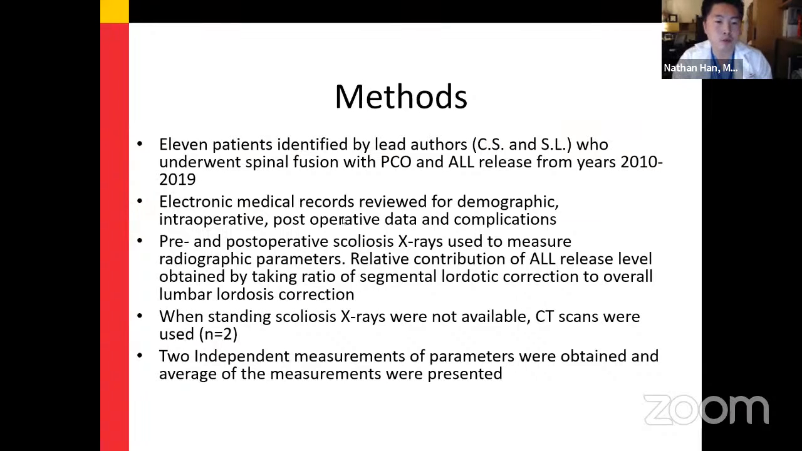Electronic medical records were reviewed for demographic, intraoperative, postoperative, and complication data. Pre- and post-operative scoliosis x-rays were used to measure radiographic parameters, and the relative contribution of the ALL release level to the overall lumbar lordotic correction was obtained by taking the ratio of the segmental lordotic correction at that level to the overall lumbar lordosis correction. In 2 cases where standing scoliosis x-rays were not available, CT scans were used. And 2 independent measurements of the parameters were obtained, and the average of the measurements was presented in the paper.